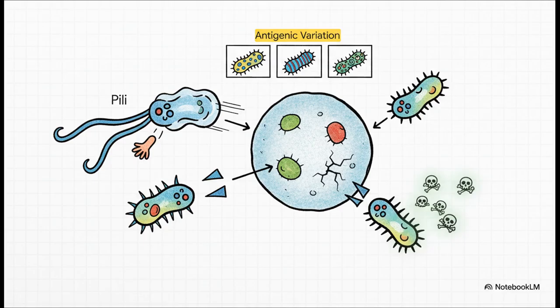And get this, they can even change their appearance. It's a tactic called antigenic variation, kind of like a spy swapping disguises. This is exactly why you need a new flu shot every year. The virus changes its coat, and yeah, bacteria can pull the same trick. And of course, you've got the heavy artillery, powerful weapons like tissue-dissolving enzymes and potent toxins.